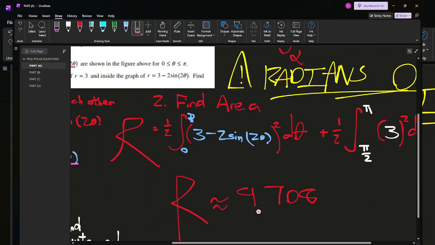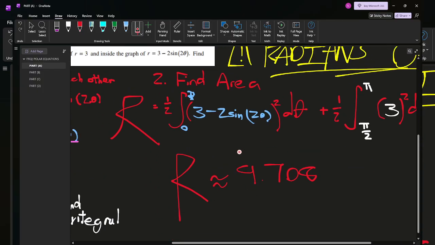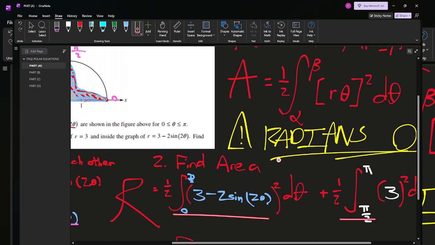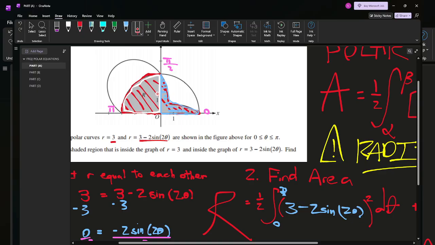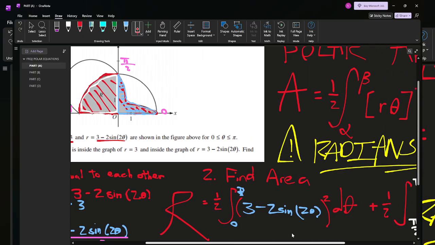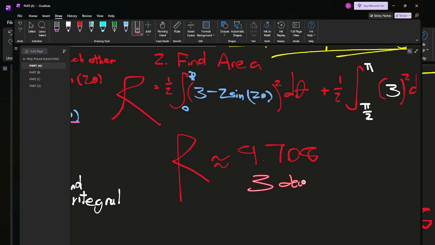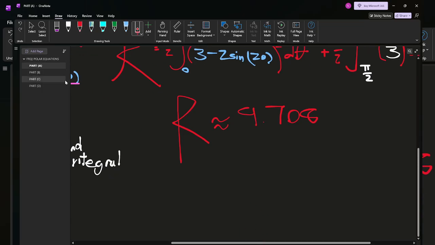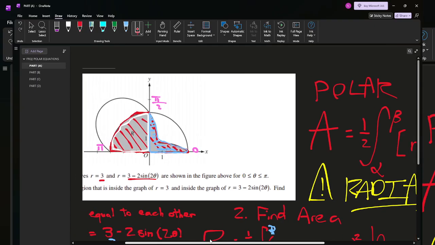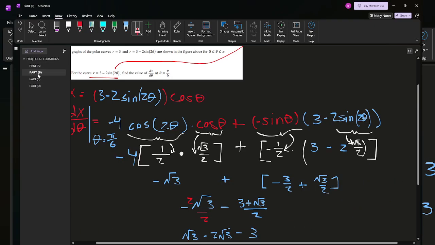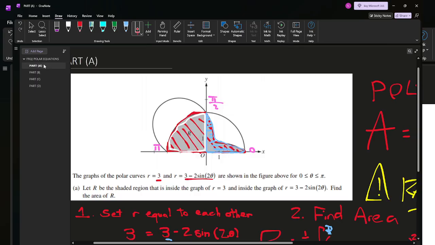And when you evaluate these, you add this area and you add this area. Notice that I split these up right here. This will equal approximately 9.708, to 3 decimal places, of course. Otherwise, points get taken off. So that's it for part A.